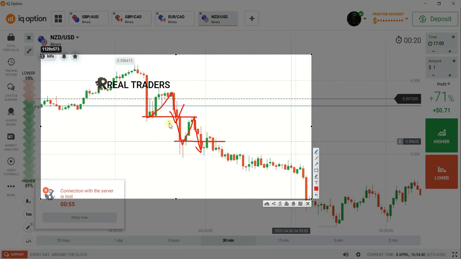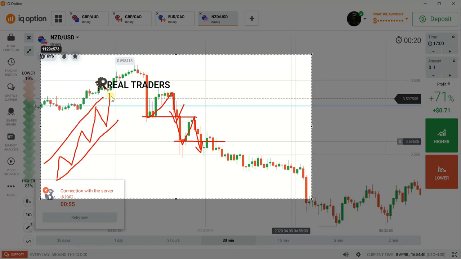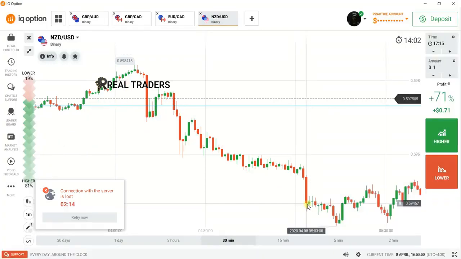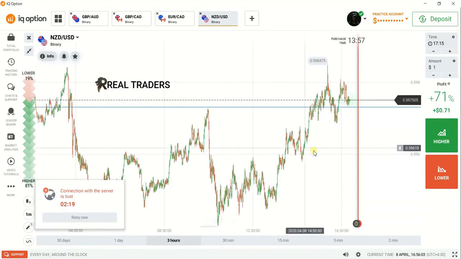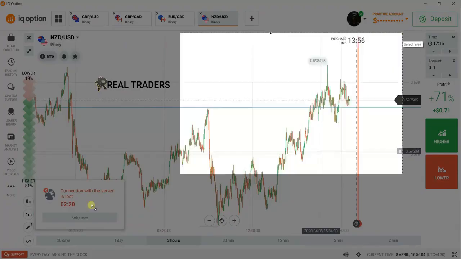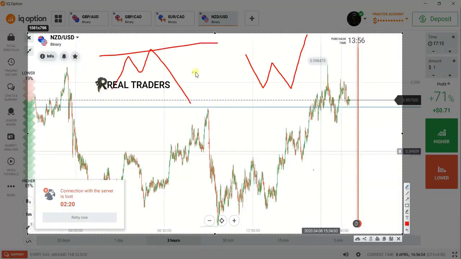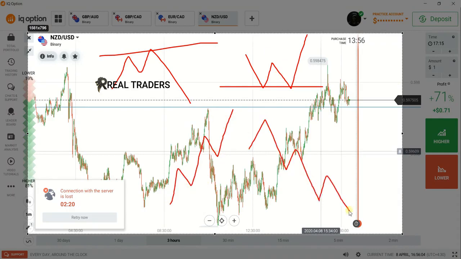So you can see here it will not respect the previous support level because the market is moving in a trend, so the level will be the trend line. It's moving on this trend line. Okay, so these movements will help you. Let me repeat again: the double top pattern, the double bottom pattern, the uptrend, and the downtrend.